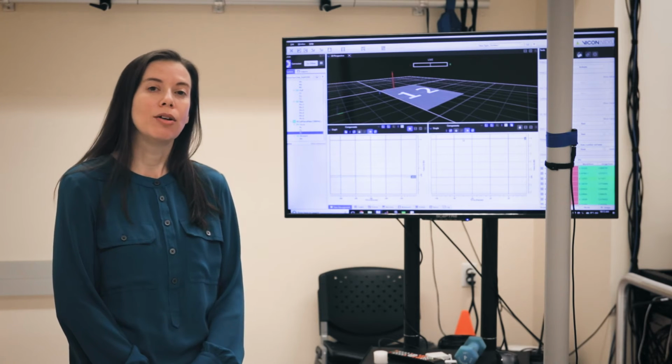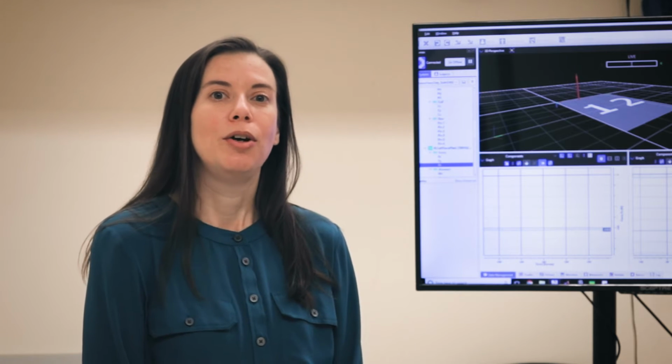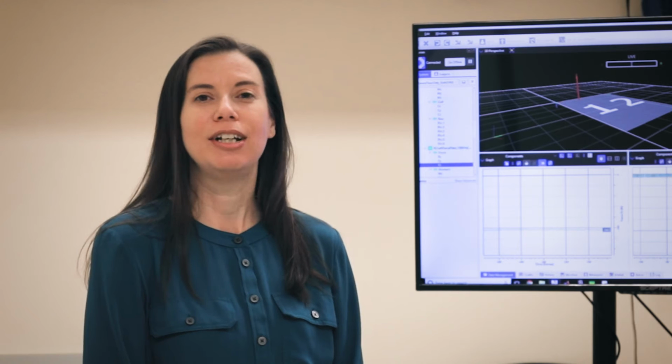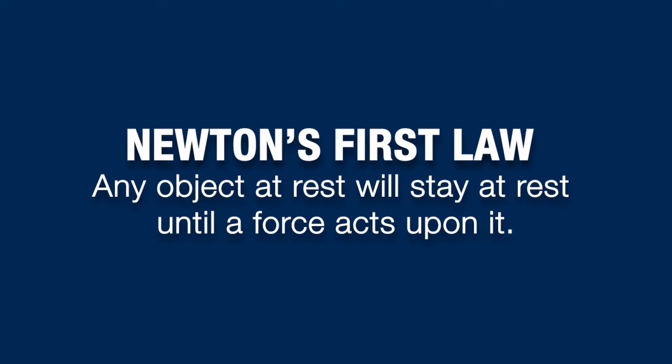So the mechanics part is primarily driven by what are called Newton's three laws of motion. You may or may not have heard of these laws, but you may have heard of Sir Isaac Newton, who back in the 17th century, as the story goes, had an apple drop on his head, and he came up with these laws of motion. So there are three laws. The first law is that any object at rest is going to stay at rest until a force acts upon it.